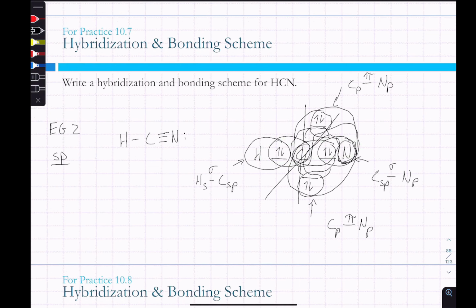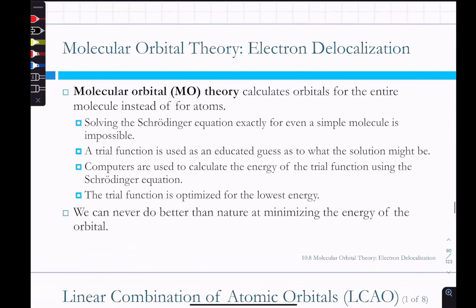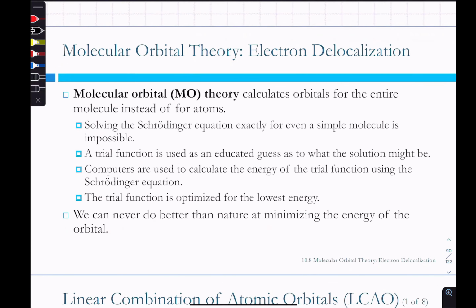Okay, that's all we're going to do for flower diagrams because we got to talk about molecular orbital theory. And for molecular orbital theory, we're going to keep it fairly simple because to make it complicated makes it really complicated. Schrodinger's equation for even a simple molecule is impossible. So instead, use trial functions. So you pick a function as an educated guess to best map it. Then computers are used to calculate the energy of the trial function using the Schrodinger equation, and then it's optimized for the lowest energy. So you're giving it somewhere to start from and then saying optimize from there, and then it'll try and make it better. And then you modify your trial function and say optimize from this starting point.